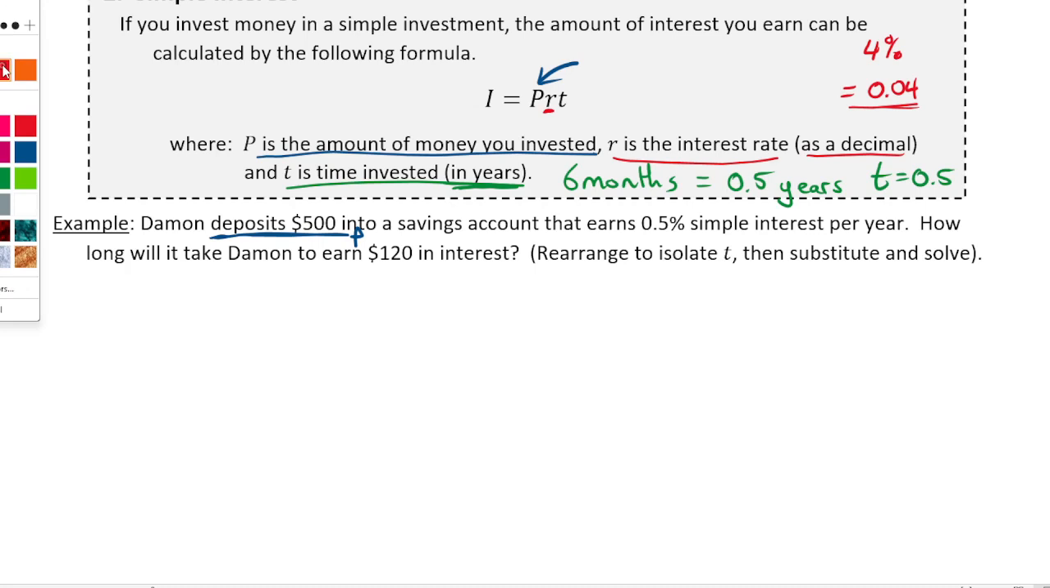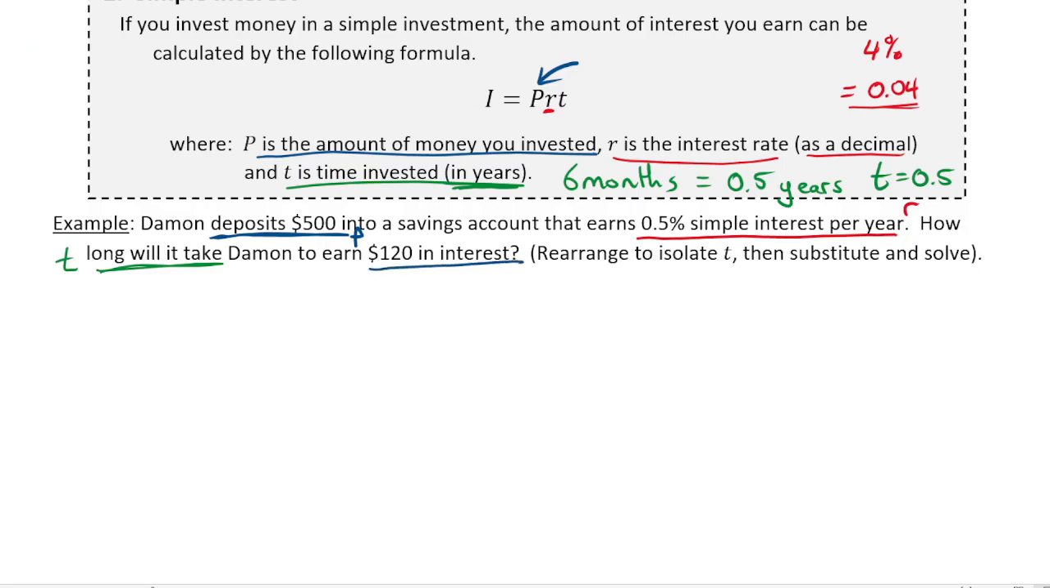It earns 0.5% simple interest per year. So this is a percentage. I'll have to change it to a decimal. And then we want to know how long will it take. So we're going to be solving for T, the time. Whoops, I forgot to label my R. To earn $120 in interest. So that's interest, that's our I value. So it says rearrange to isolate for T, and then substitute and solve.